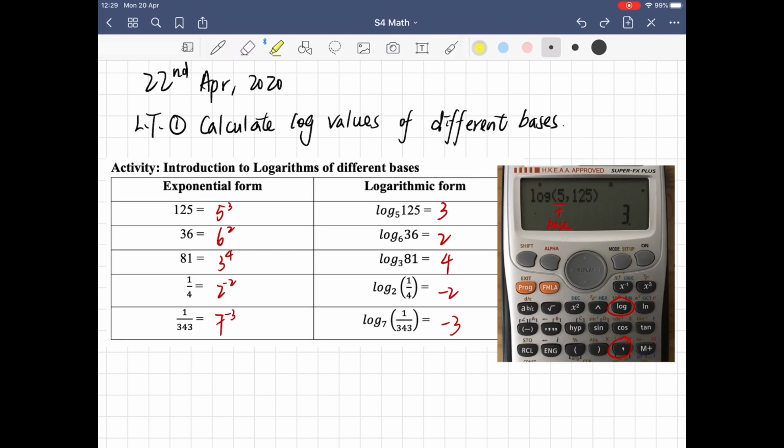So now, can you discover anything from this table? Okay, so first, we convert this number into different bases, and then we take log of these numbers according to the bases that we convert. And the result shows us that the power will be the answer.